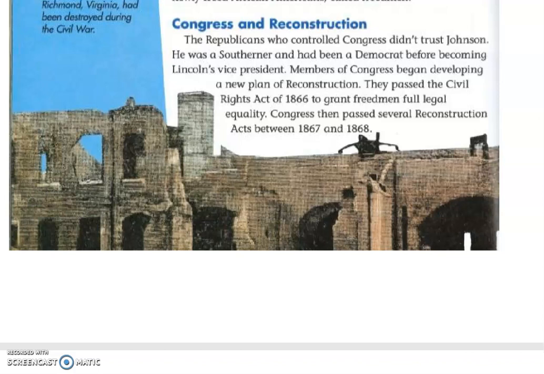So Congress and Reconstruction. The Republicans who controlled Congress didn't trust Johnson. He was a Southerner and had been a Democrat before becoming Lincoln's vice president. Members of Congress began developing a new plan of Reconstruction. They passed the Civil Rights Act of 1866 to grant freedmen full legal equality. Congress then passed several Reconstruction Acts between 1867 and 1868.